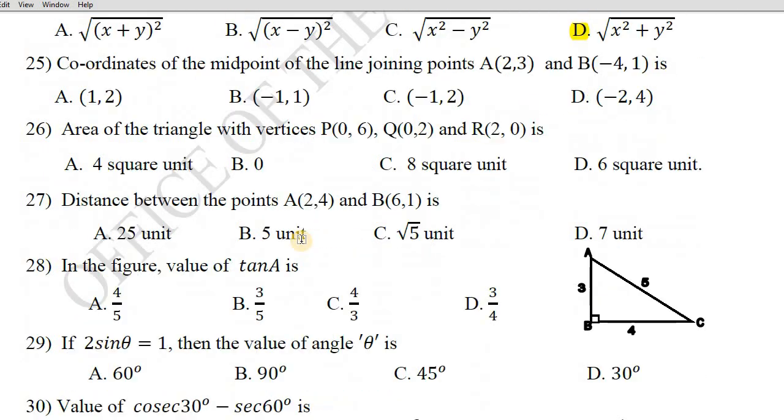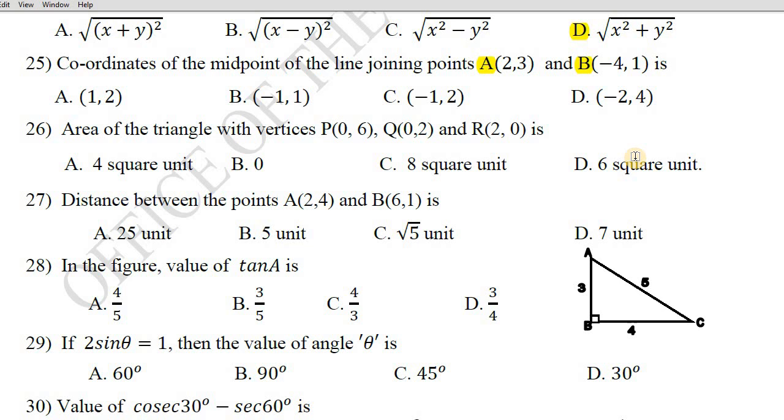So next, question number 25, children. The coordinates of the midpoint of the line joining the points A(2, 3) and B(minus 4, 1) is. The given options are (1, 2), (minus 1, 1), (minus 1, 2), (minus 2, 4). Children, understand the problem in the correct way. We have to find the coordinates of the midpoint of the line joining the points A and B. A coordinates given, B coordinates given. We have to find the midpoint coordinates.